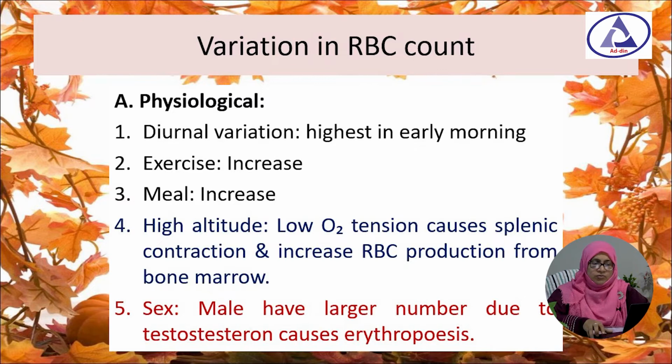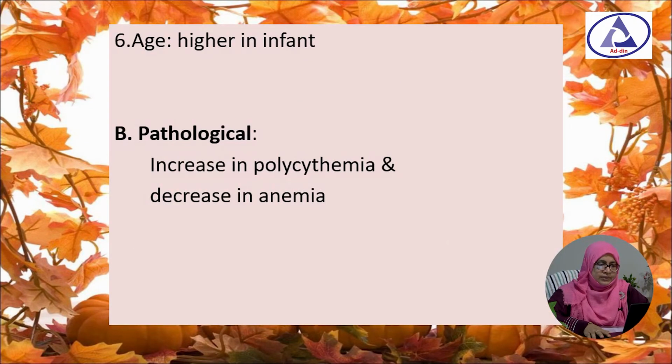Now what is the variation of RBC count? It varies in different conditions. Physiologically, during diurnal variation it is highest in the morning, and with exercise it increases. In males, after a meal it also increases. In high altitude, low oxygen tension causes splenic contraction and increased RBC production from the bone marrow. In males, more testosterone causes increased erythropoiesis. And with age, it is higher in infants.